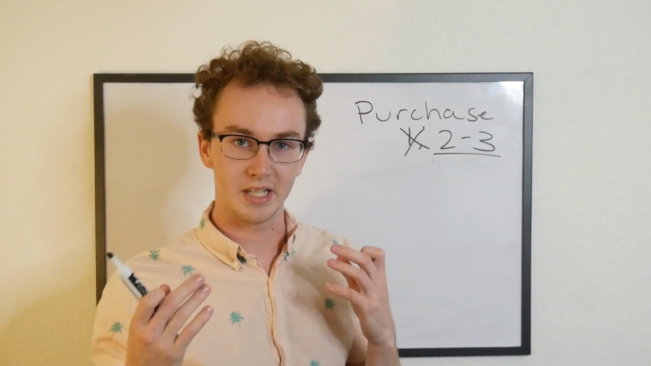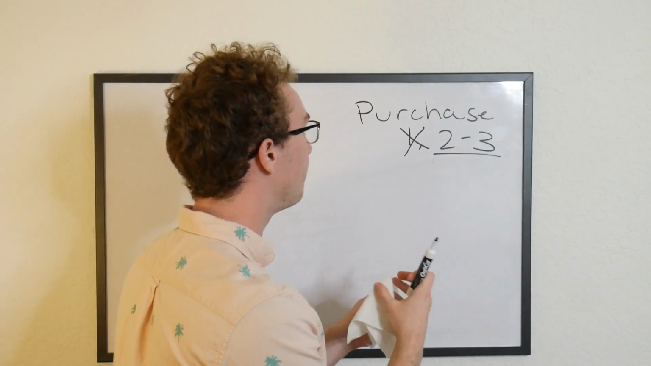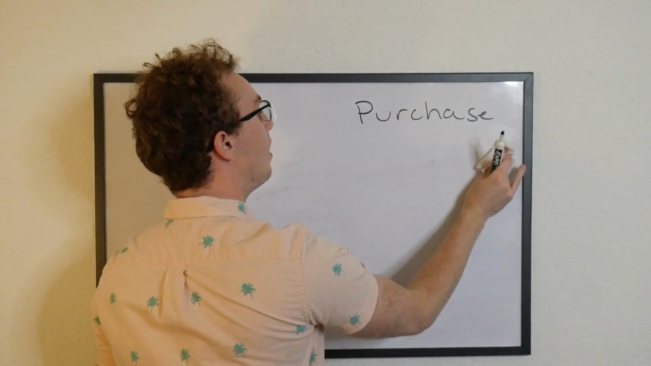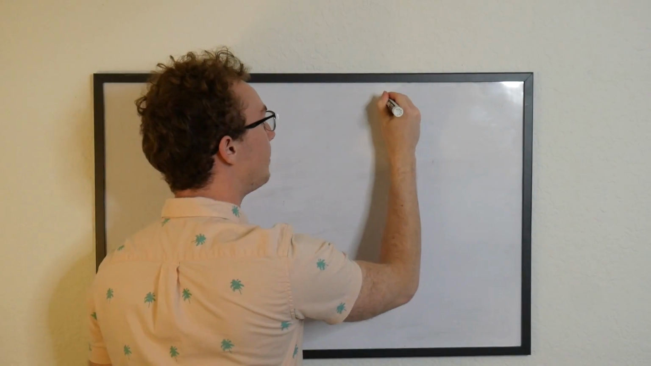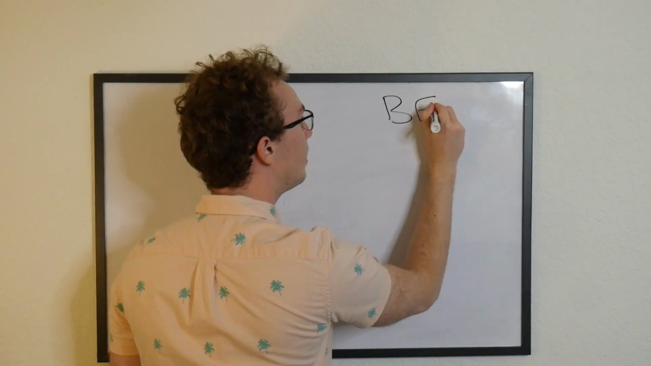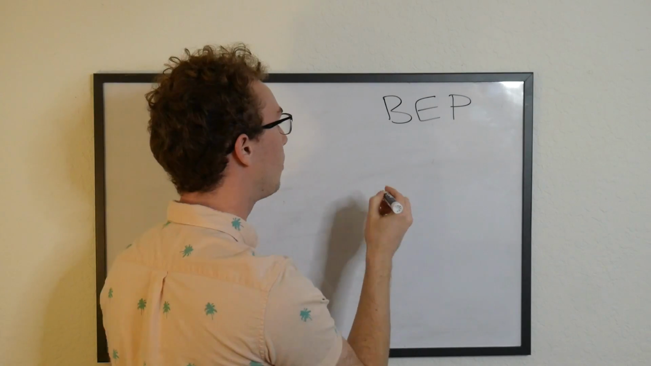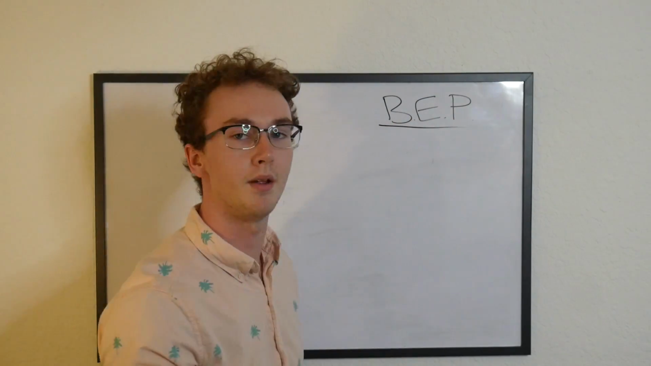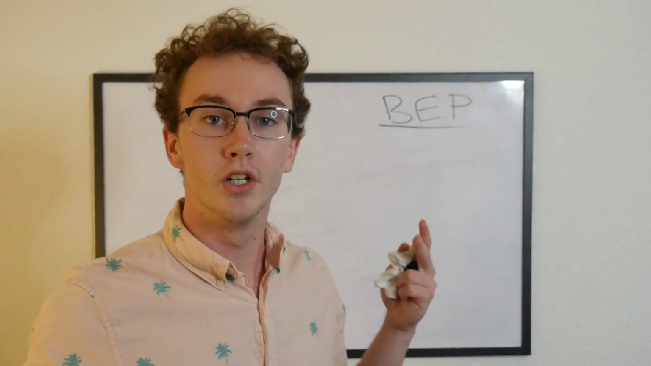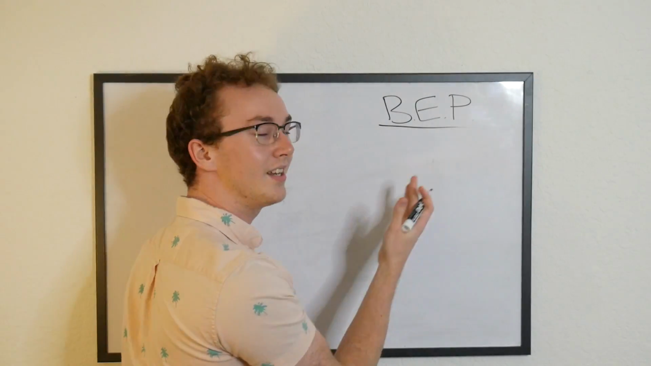Now, when to actually kill it is when you haven't made an actual purchase yet on the campaign and it has exceeded your BEP. So your BEP stands for your break-even point. So how do you actually calculate your break-even point? It's very simple.